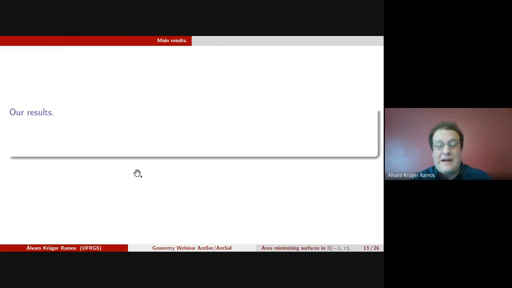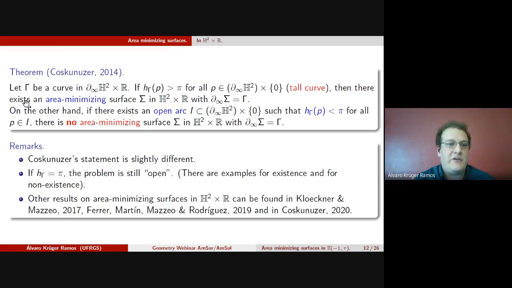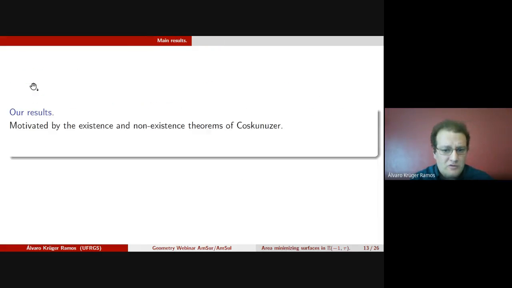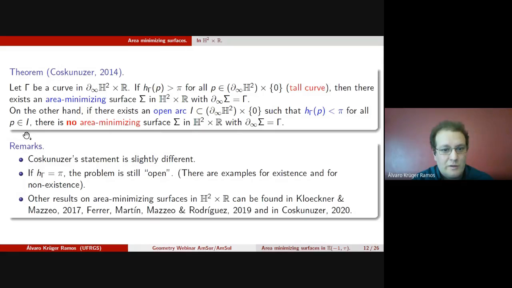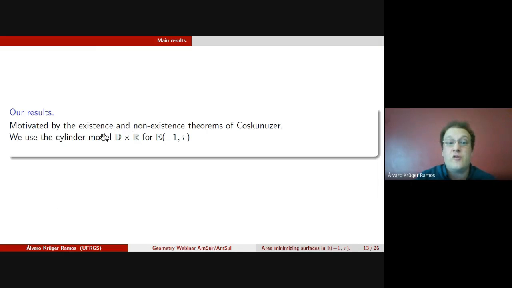Okay, so finally, I can go to our results, the main results we present here. They are actually motivated by this theorem of Koski-User. That's why I presented this with a little more care and gave all the definitions, because everything is going to be more or less the same. We, again, use the cylinder model for E-1 tau. So the pictures will look like the pictures for H2 cross R.